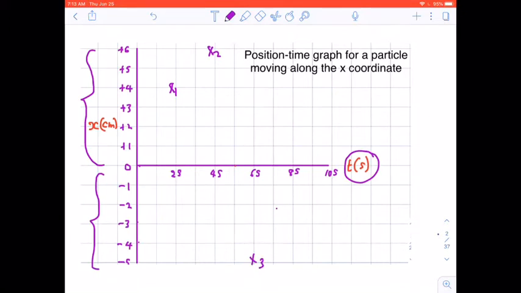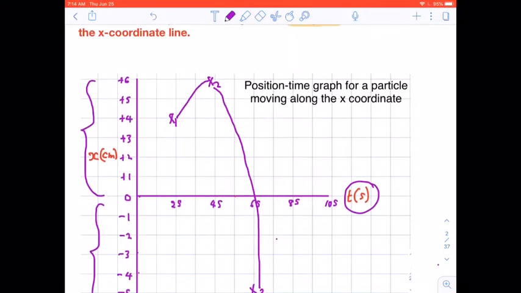And you can see these are, it doesn't seem, it's not a straight line, yet we know that the particle is moving along a coordinate axis. So if we join that like that, and there, we find that we get the motion of the particle on a position time graph.